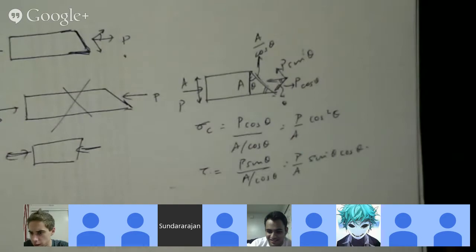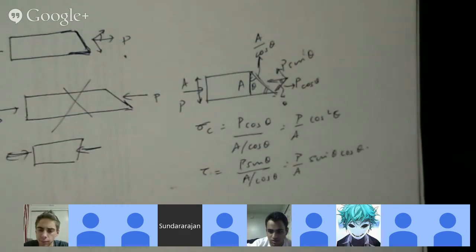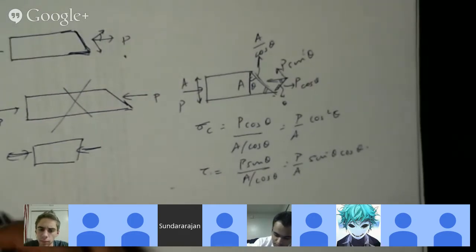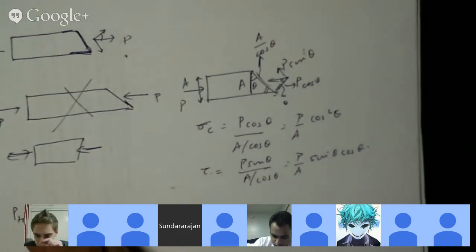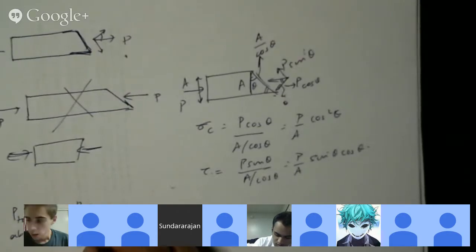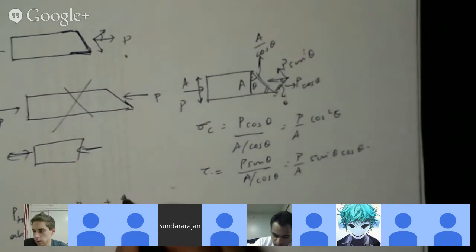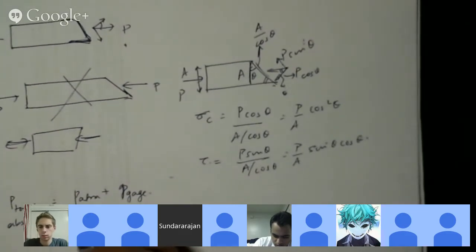Okay, what's the difference between gauge pressure and absolute pressure? Absolute pressure is simply the total pressure. Absolute pressure is the atmospheric pressure plus the gauge pressure. So gauge pressure is simply absolute minus atmospheric.